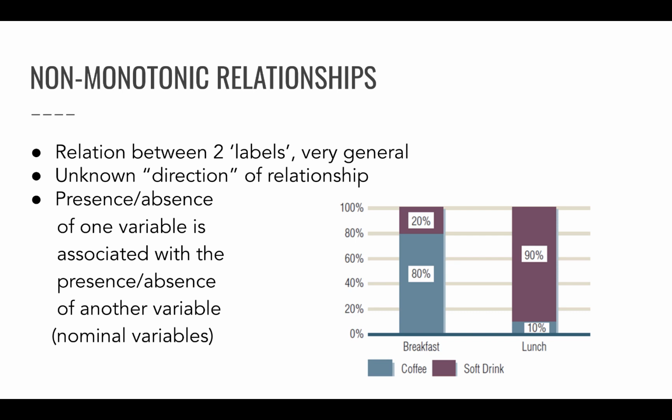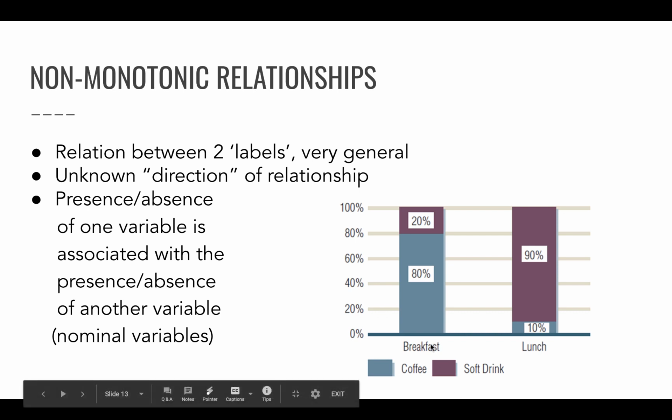Because these variables are nominal, there is no direction or order of magnitude to these variables. Let's explain this by means of an example. Let's say you work in a coffee shop and there are two variables, time of day and type of drink. Time of day is either breakfast, so morning, or lunch, so around noon. The variable type of drink can either be coffee or soft drink.